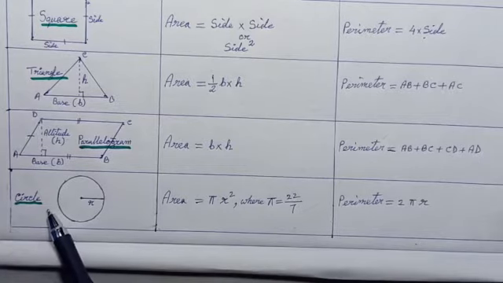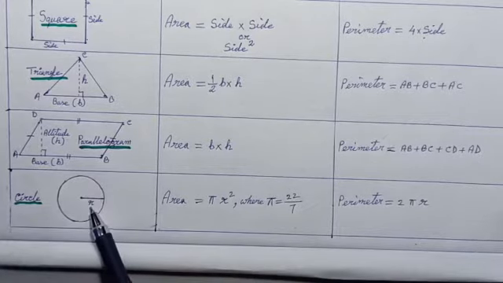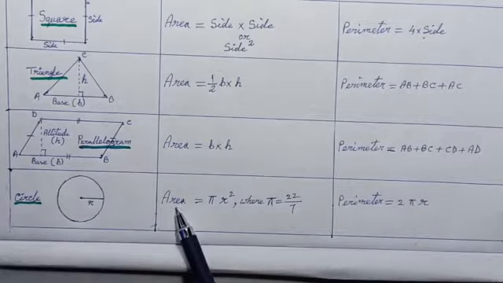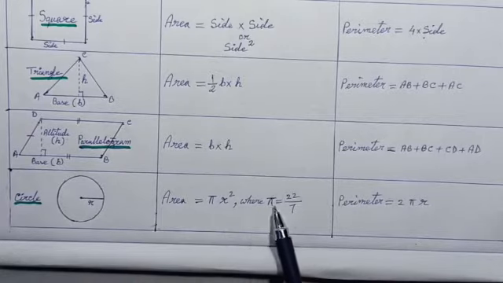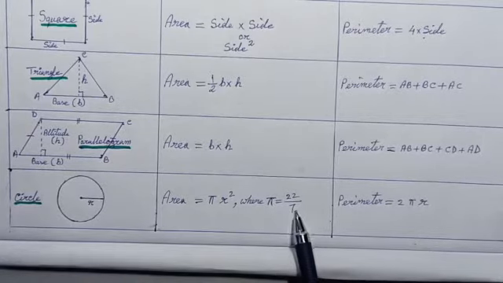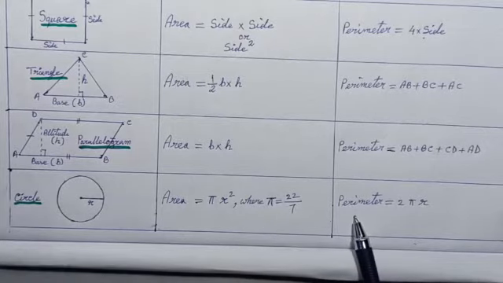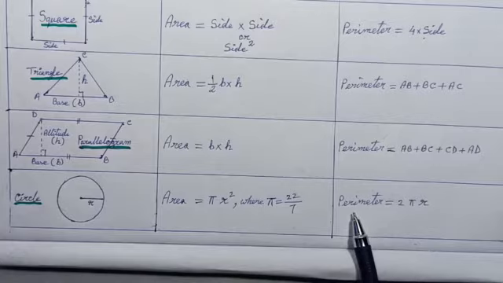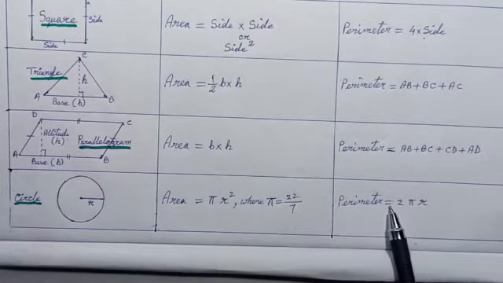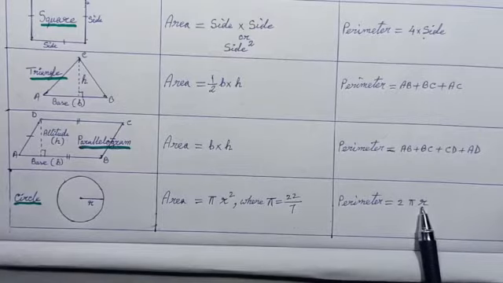And now circle. Here this is radius R. The formula to find out area of a circle is pi r square, where pi is equal to 22 by 7, and this is constant. And the formula to find out circumference of a circle, also known as perimeter, is equal to 2 pi r.